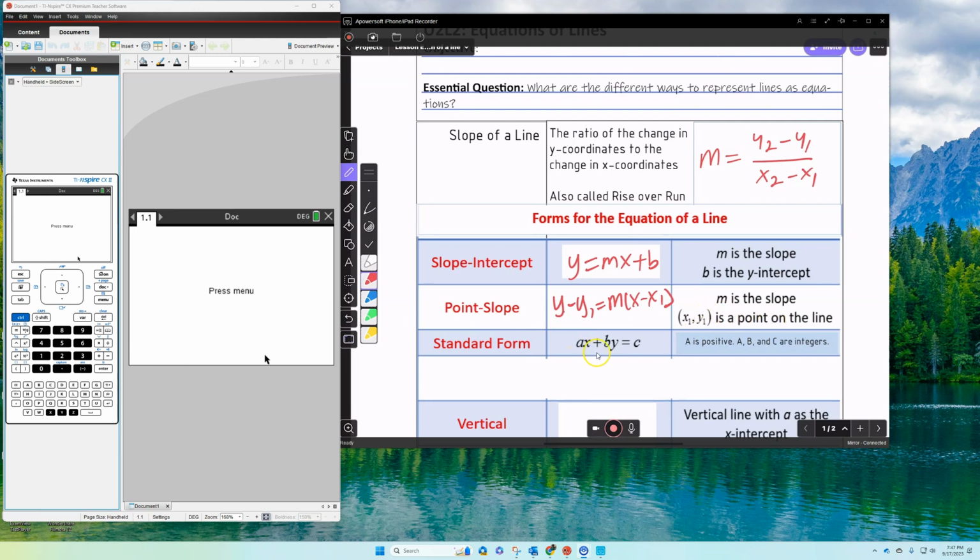Ax plus by equals c. That's written in standard form. You notice that the x and the y are on one side and the constant is on the other side. A, b, and c are just numbers, positive or negative.